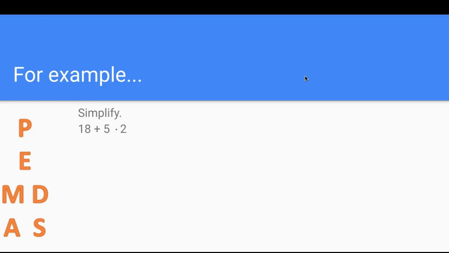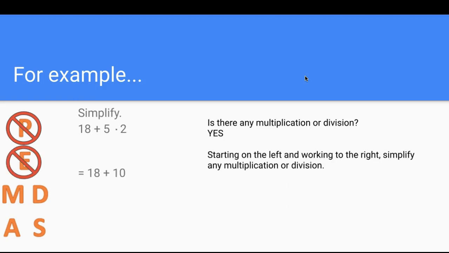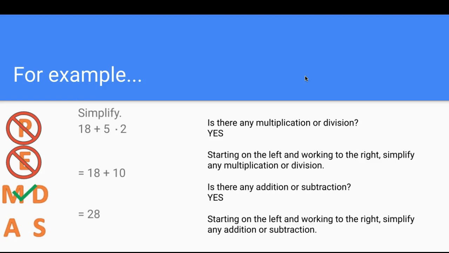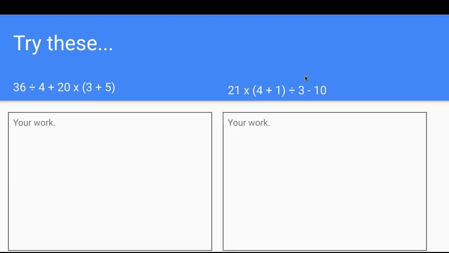So if you had this expression, 18 plus 5 times 2, simplify parentheses. There's no parentheses. Exponents, there's no exponents. Multiplication, yes. 5 times 2, that gives you 10. Now we got 18 plus 10, and that is 28. Just a quick review. So I want you guys to take some time and work these examples here. Pause the video and work it.